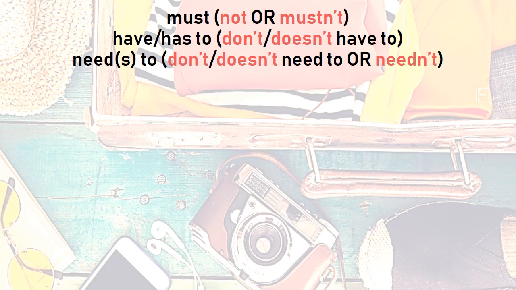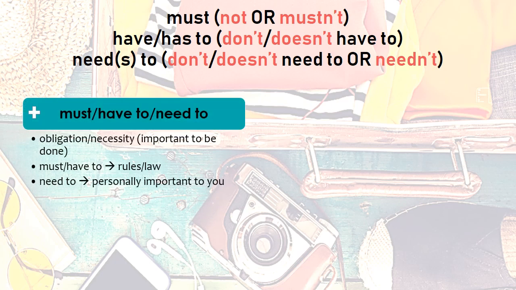Next, must, have to, has to, need to, needs to. Harus atau perlu. Positive. Must, have to, and need to are used to show obligation or necessity. And then must and have to are used to show rules or law.